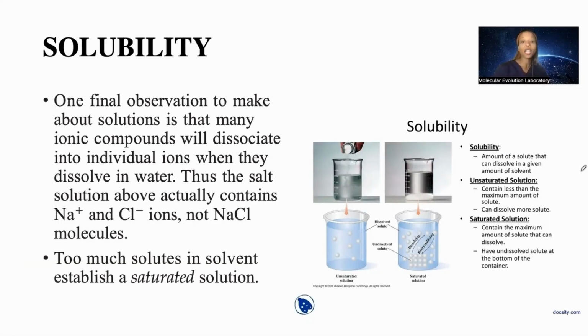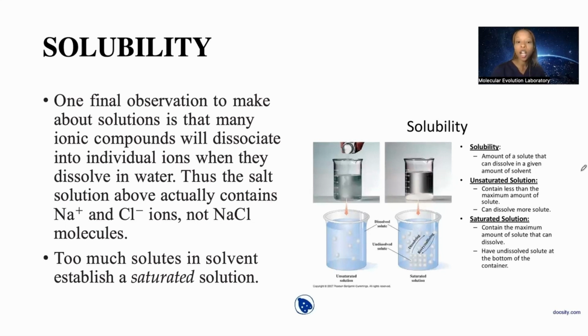a solution. One final observation to make about solutions is that many ionic compounds will dissociate into individual ions when they dissolve in water. Thus, the salt solution above actually contains sodium and chloride ions and not sodium chloride molecules. So ionic compounds, when you put them in the solution, have the ability to dissociate. Sodium and chloride will no longer be sodium chloride molecules, but would be sodium and chloride ions. They exist as separate entities.